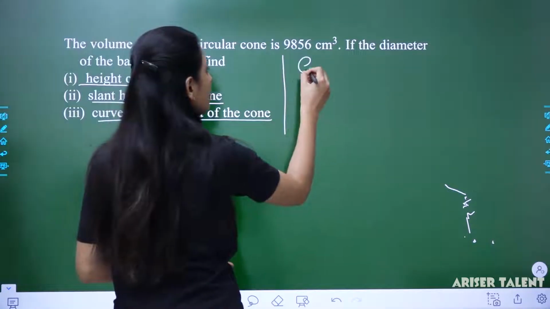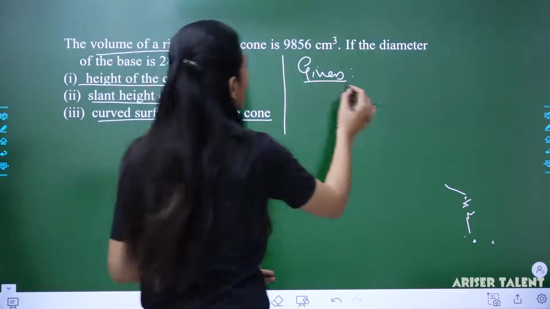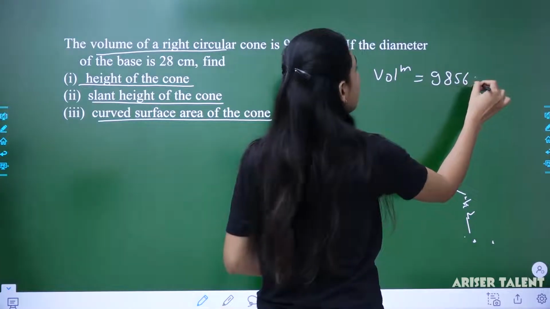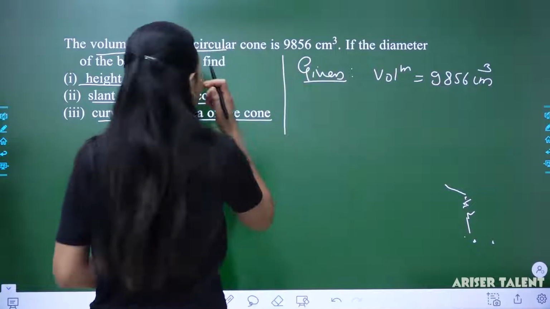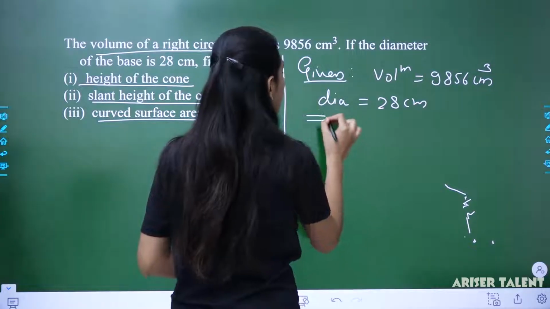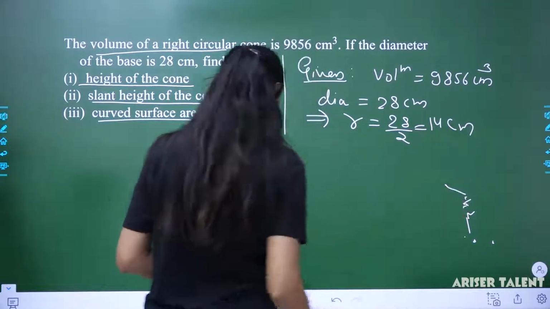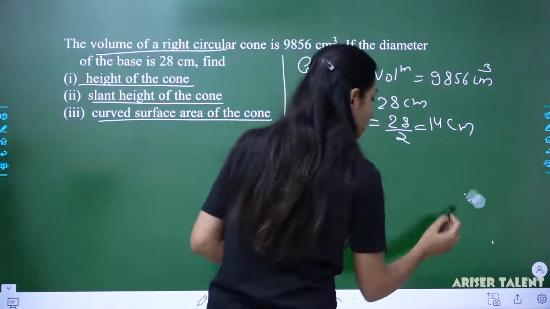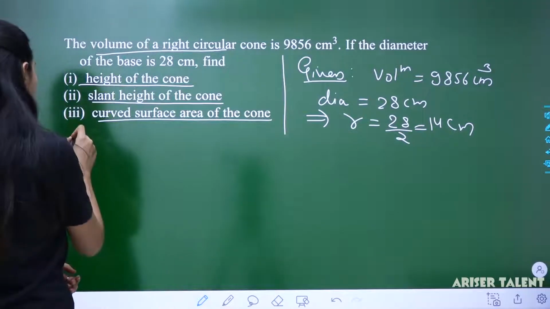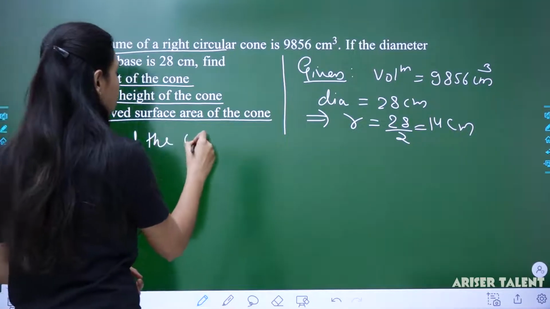What we have given: the volume of the right circular cone is equal to 9856 centimeters cube. Diameter is given. Dia is 28 centimeters. This implies that radius r will be equal to 28/2, that will be equal to 14 centimeters. Now the first one, height of the cone, that we have to find out.